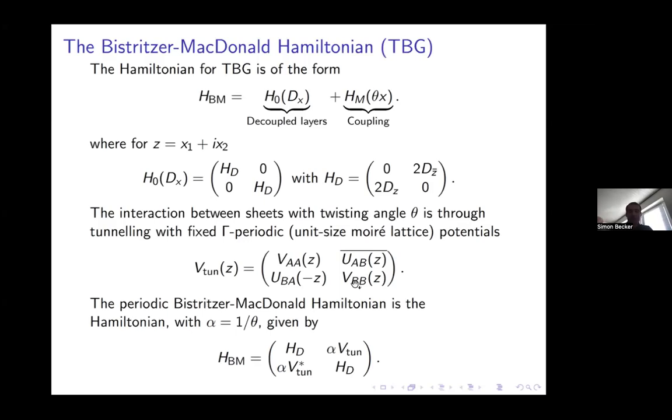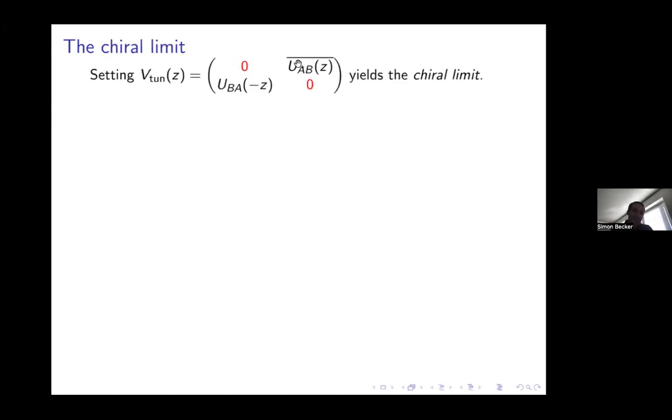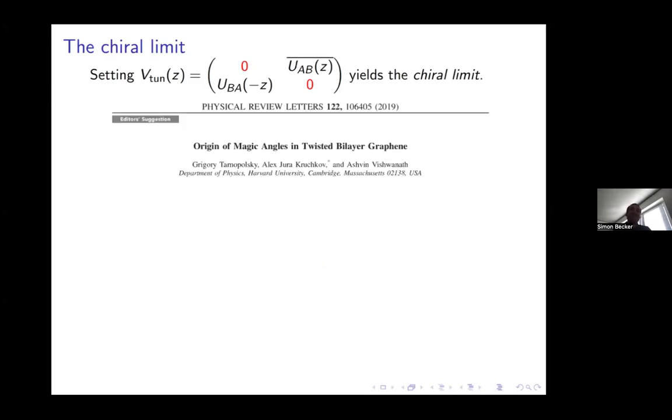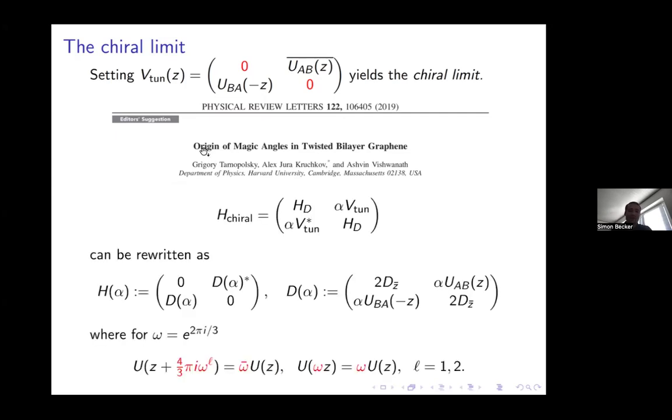but you just assume they're not there, and so you set these interactions equal to 0, this one is equal to 0, this one is equal to 0, because they are more redundant, and then what you get is this kind of tunneling potential here. That's the only object that remains, and this model was proposed in a Physical Review Letters article by Tarnopolsky, Kruchkov, and Vishwanath, called Origin of Magic Angles in Twisted Bilayer Graphene.